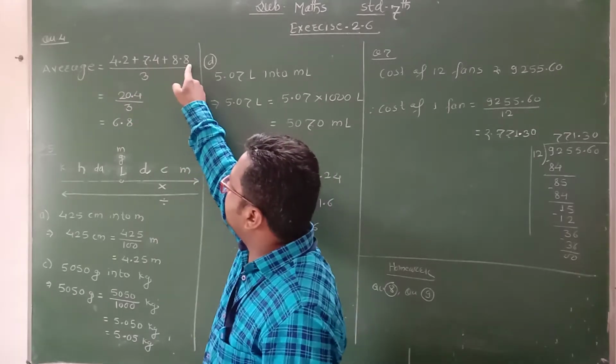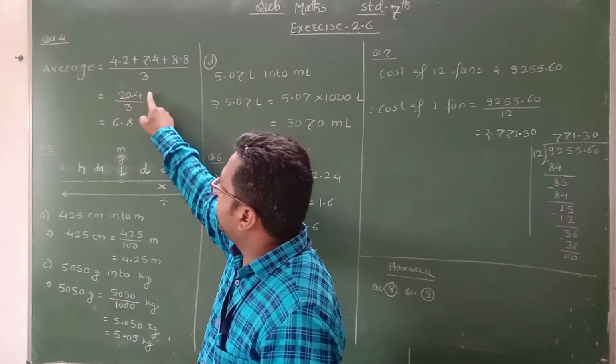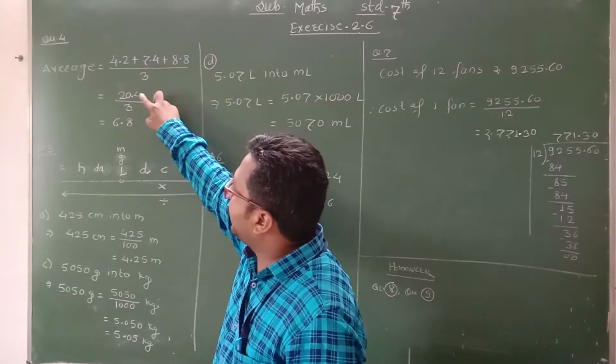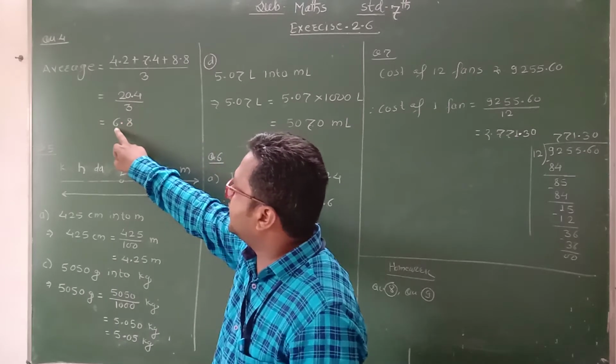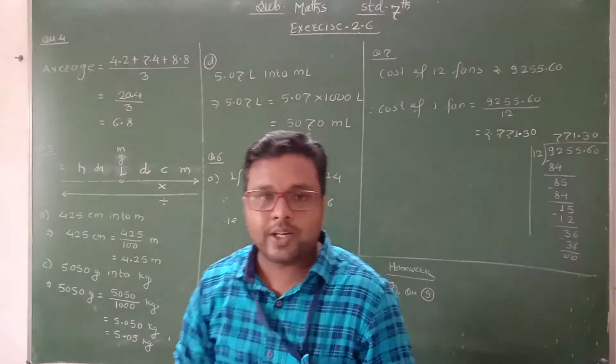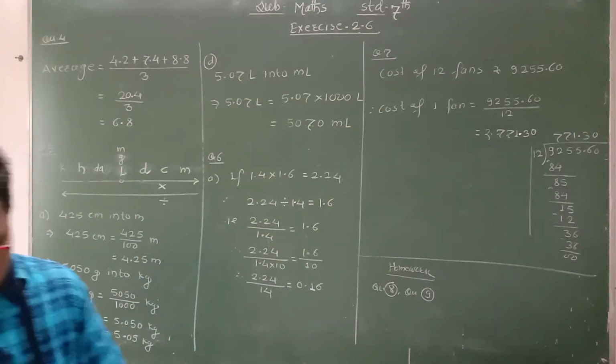Addition of these 3 decimal numbers is equal to 20.4. It is divided by 3. If we divide 20.4 by 3, then we get the answer 6.8. And 6.8 is the average of these numbers. Now see the next question.